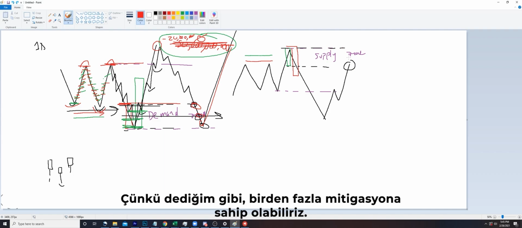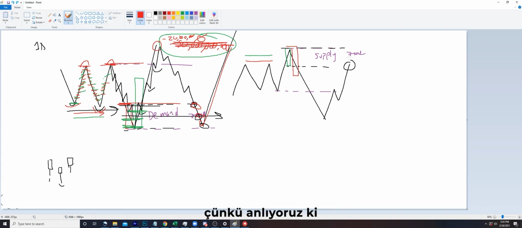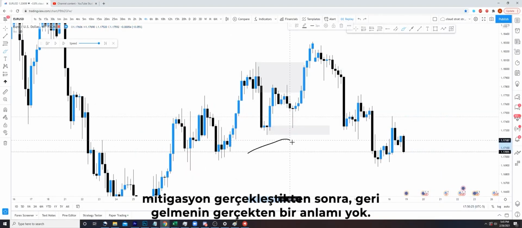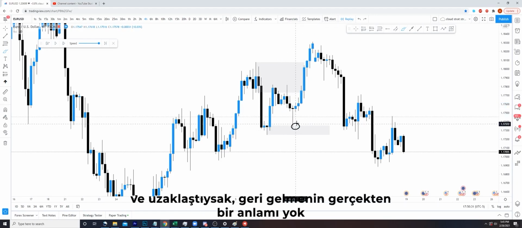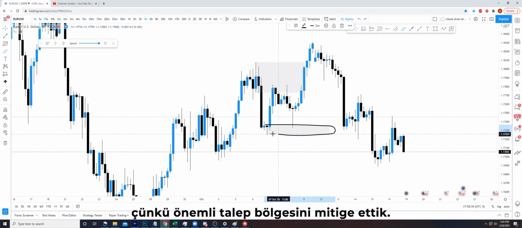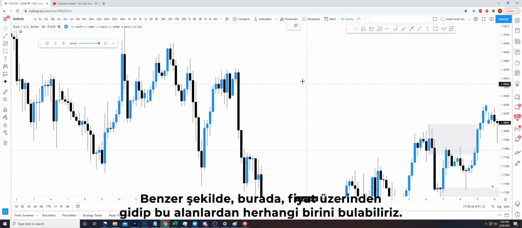Because like I said, we can have multiple mitigations, but ultimately we are interested in pretty much the first or second mitigation, because we understand that after mitigation has occurred, there's really no point to come back, right? So if we had this move, and we came to mitigate it, and we moved away, there's no point to really come back because we've mitigated the important demand zone. Similarly here, we can go through price and find any of these areas.